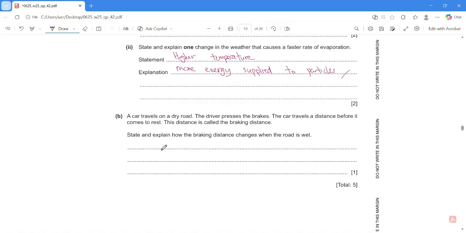Question B, a car travels on a dry road and the driver presses the brakes. Explain how the braking distance changes when the road is wet. So easy. If wet, we know that the friction will be less. Friction is less, so the braking distance increases.